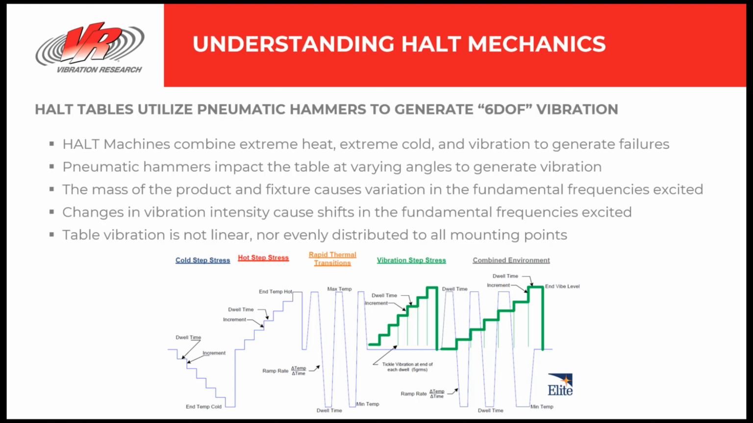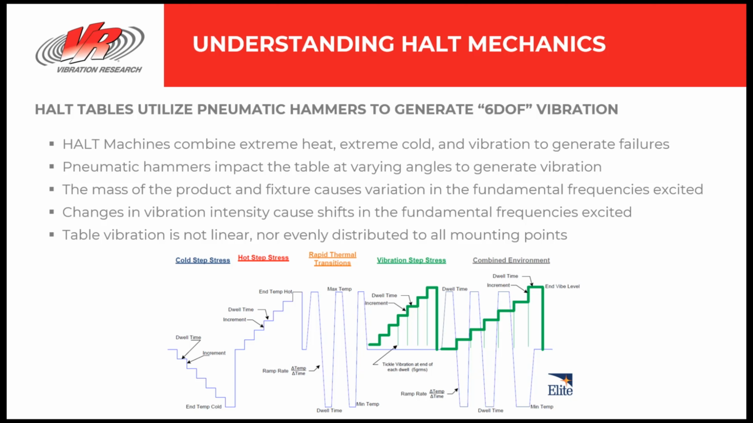That's what the tool set that I'm providing is going to analyze: the vibration segment of the HALT test. HALT machines combine a variety of stimuli to generate failures in the product, and the goal is to find failures, to break something. The vibration excitation is generated by pneumatic hammers that are placed at varying angles under the table to generate 6 degrees of freedom of vibration. That means you're getting XYZ, pitch, roll, yaw, ideally.